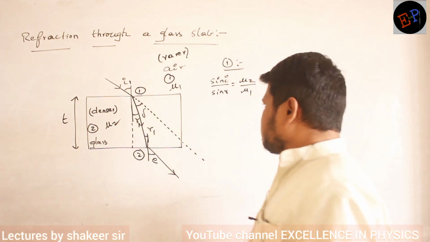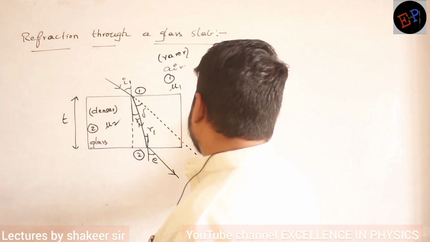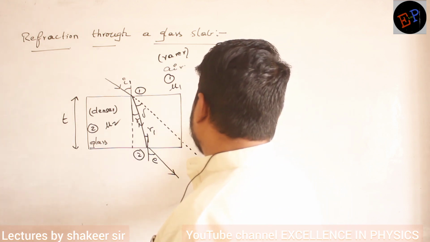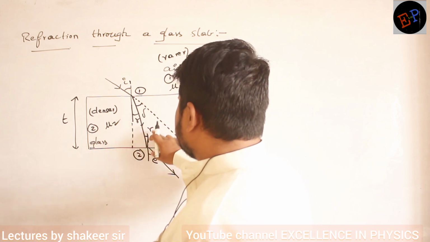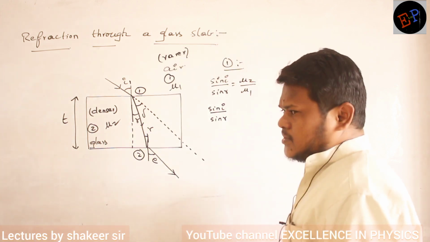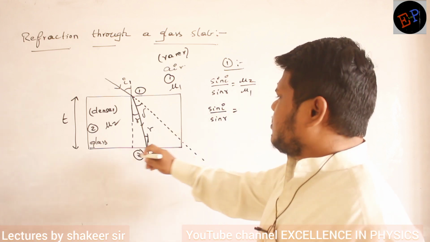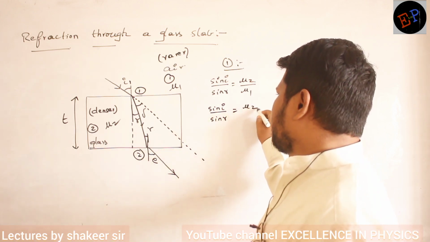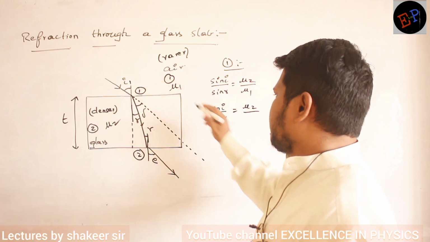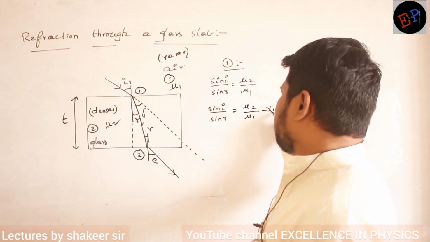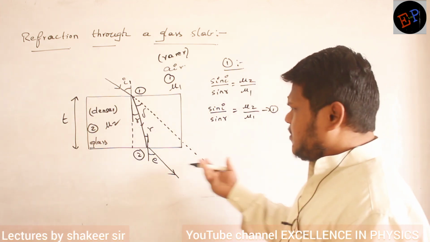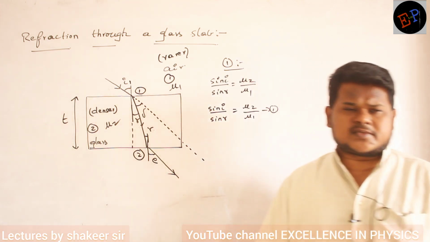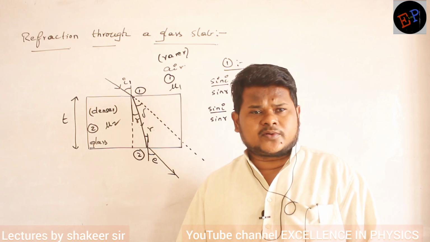So I can write sin I divided by sin R. R, let us call it R1 or R, both are the same here. Let us write it as R only. So sin I divided by sin R is equal to mu2, the refractive index of glass, divided by mu1, the refractive index of air. Let it be my first equation. We are just applying Snell's law: sin I divided by sin R is equal to mu2 divided by mu1.